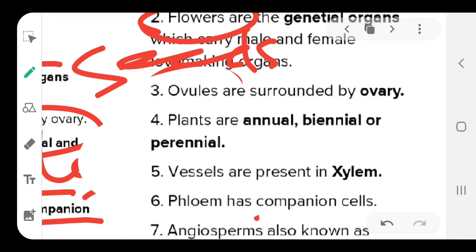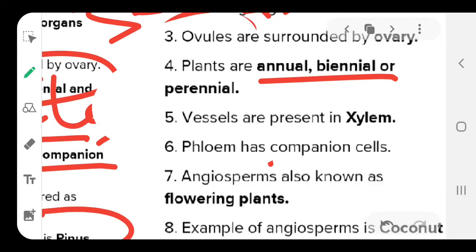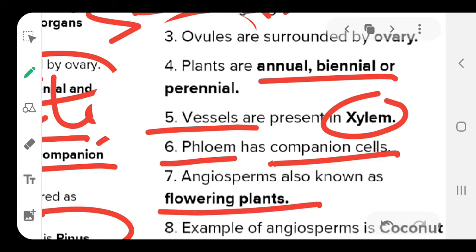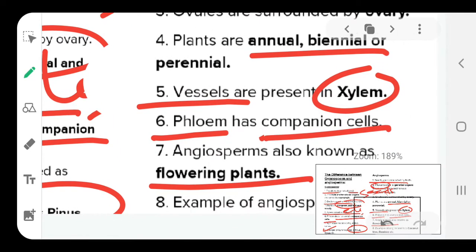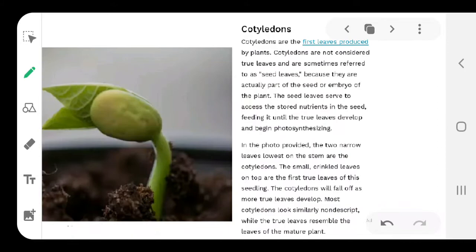Then the plants are annual or biennial, and now they have these elements present, okay. You can see in xylem they have vessels, and in phloem they have companion cells, which the gymnosperms won't have. So angiosperms are also called flowering plants, okay. The examples you can see are the coconut tree and the bamboos. So they are all examples of angiosperm.